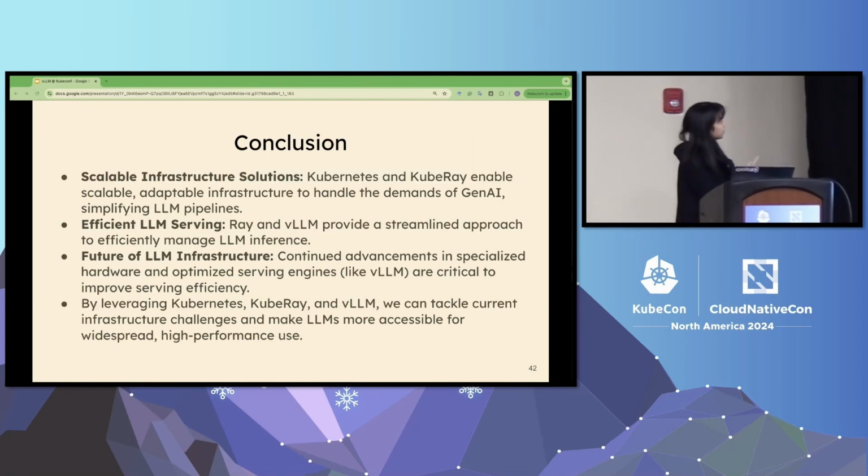Okay, so in conclusion, today I talked about the different challenges we have in generative AI workloads. I mentioned scalable infrastructure with Kubernetes and KubeRay. I also introduced different Ray AI libraries to improve the development efficiency of end users. And lastly, I introduced vLLM. That's the end of this talk, and I'm happy to take questions. Yeah, thank you.